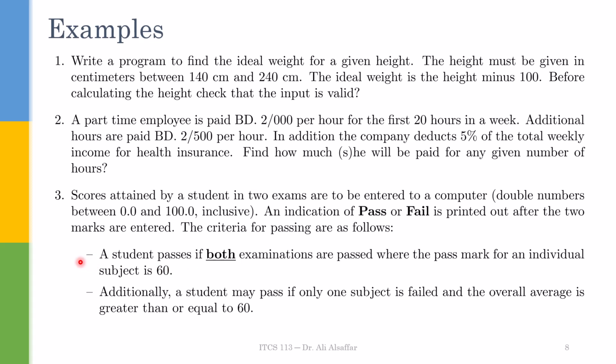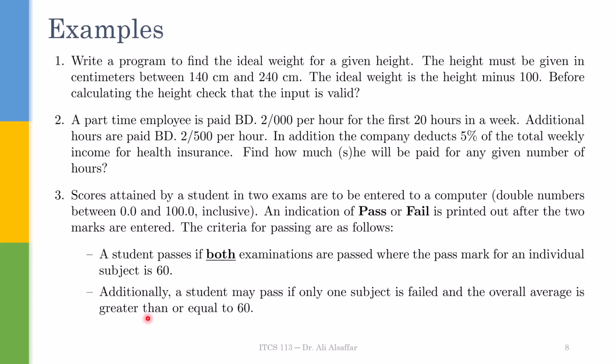The first criterion, which is the first condition: a student passes if both examinations are passed, where the pass mark for an individual subject is 60. So now we know the mark that indicates whether a student has passed or not, which is 60. If it is greater than or equal to 60, then pass, otherwise it is fail. So both should be pass so that the student can pass.